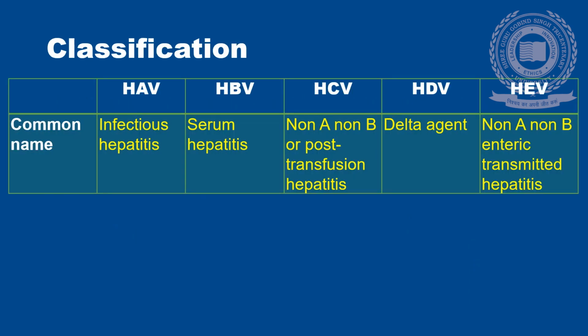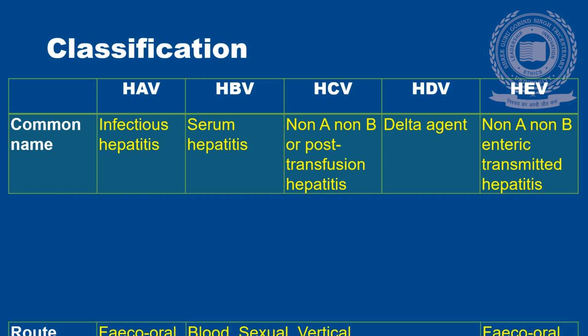The classification includes hepatitis A, which causes infectious hepatitis; hepatitis B, which causes serum hepatitis; hepatitis C, which is non-A, non-B or transfusion hepatitis; hepatitis D, which is also known as delta agent; and hepatitis E, which is non-A, non-B enteric transmitted hepatitis.